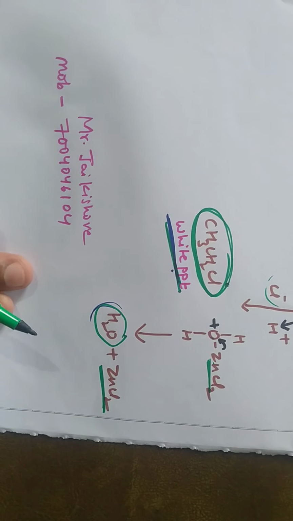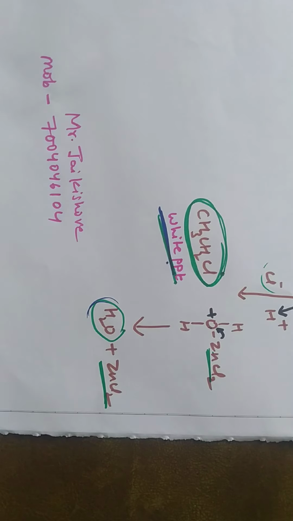So I think you understood the whole mechanism behind the reaction. So you can distinguish between 1 degree, 2 degree and 3 degree. You have seen how the reactions go on. If you practice more and more times, you will be able to write the mechanism also.